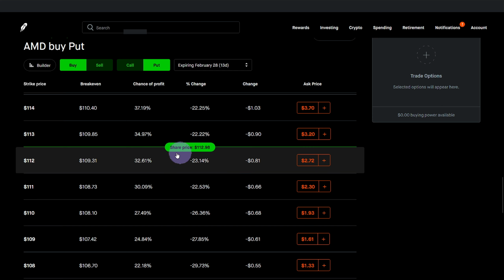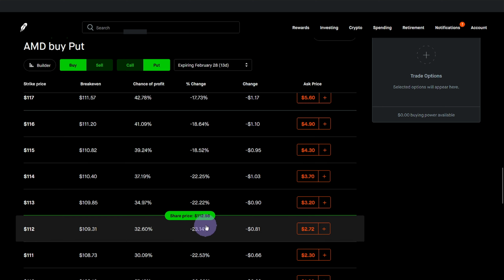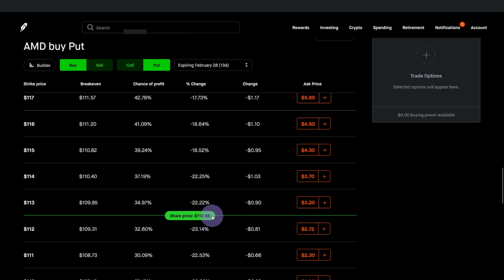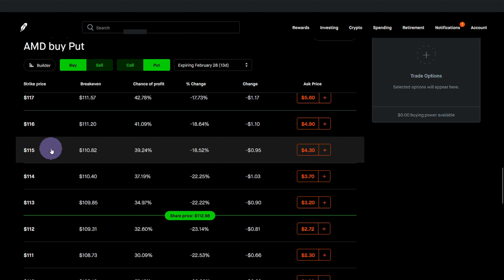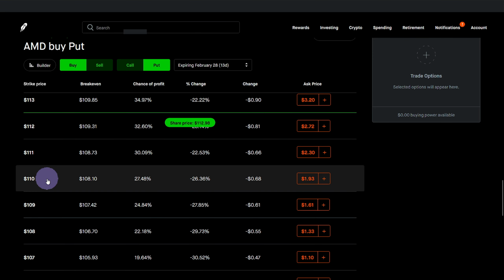So if I had a put contract at the strike price of 115, this allows me to purchase 100 shares of AMD at the current market price of $112, then sell them to the contract writer, or the seller of this contract, for 115. I'll make $3 per share exercising this option, minus what it costs to buy this option, and I will have made money. I'm in the money.